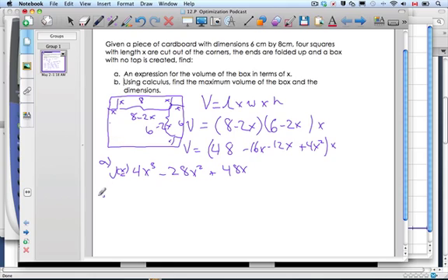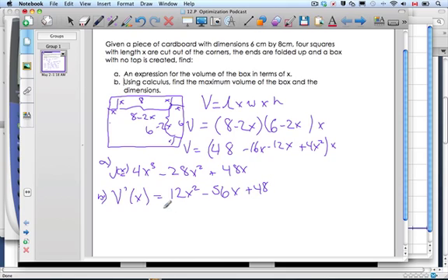Part B: use calculus to find the maximum volume of the box and the dimensions. The maximum, or optimization, means the first derivative. We want to find a maximum. So for the first derivative, we differentiate and get 12x squared minus 56x plus 48.